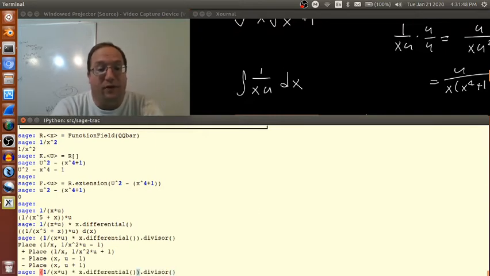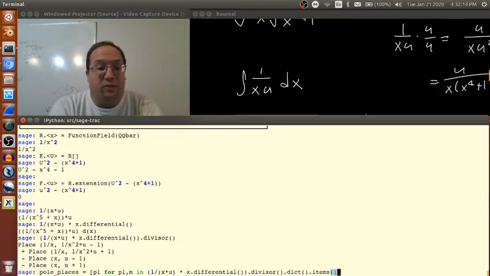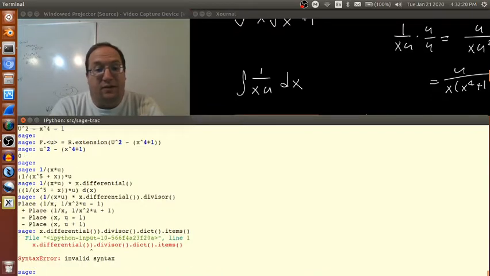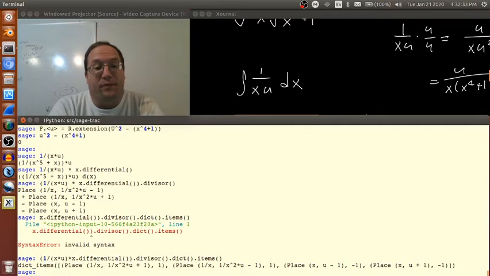The first thing I'll do, I'm just going to pull out the poles of the divisors. I'm going to say PL for place. Let's say pole places is PL for PL and M in divisor converted to a dictionary. And we'll take the items out of the dictionary, which are pairs. Well, first of all, let's just tell you what this is. Did I do something wrong here? Extra parenthesis. Oh, drop my 1 over x times u. You see the dictionary.